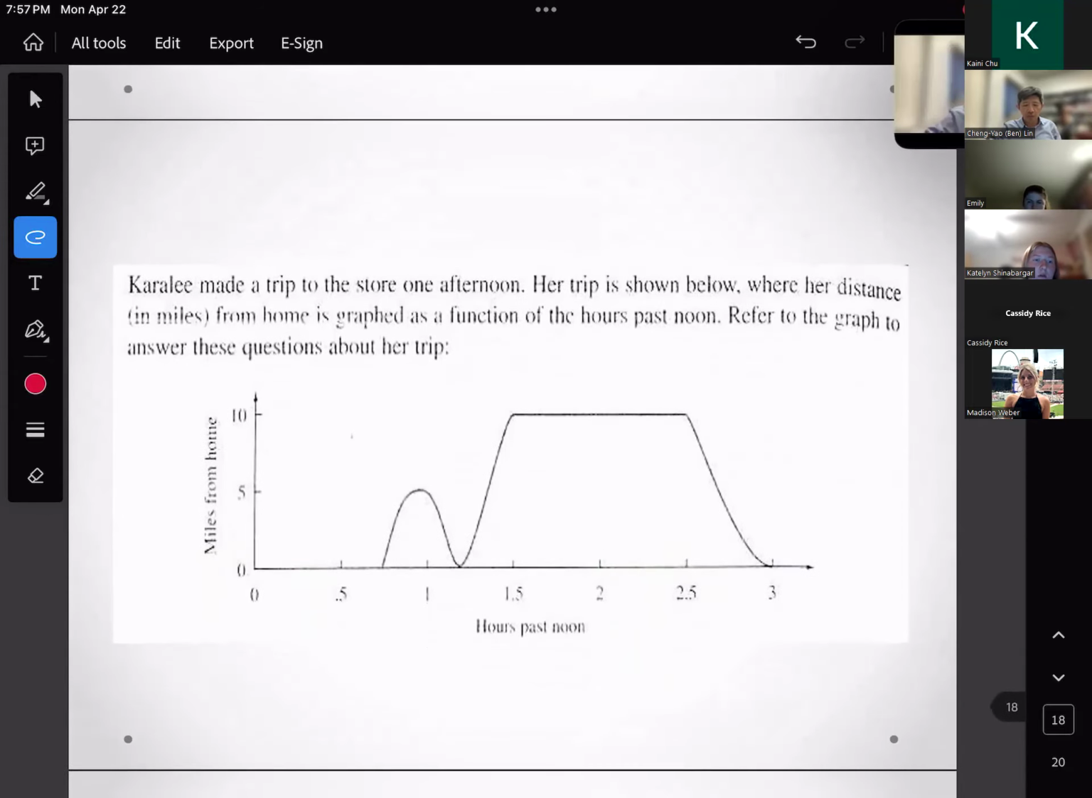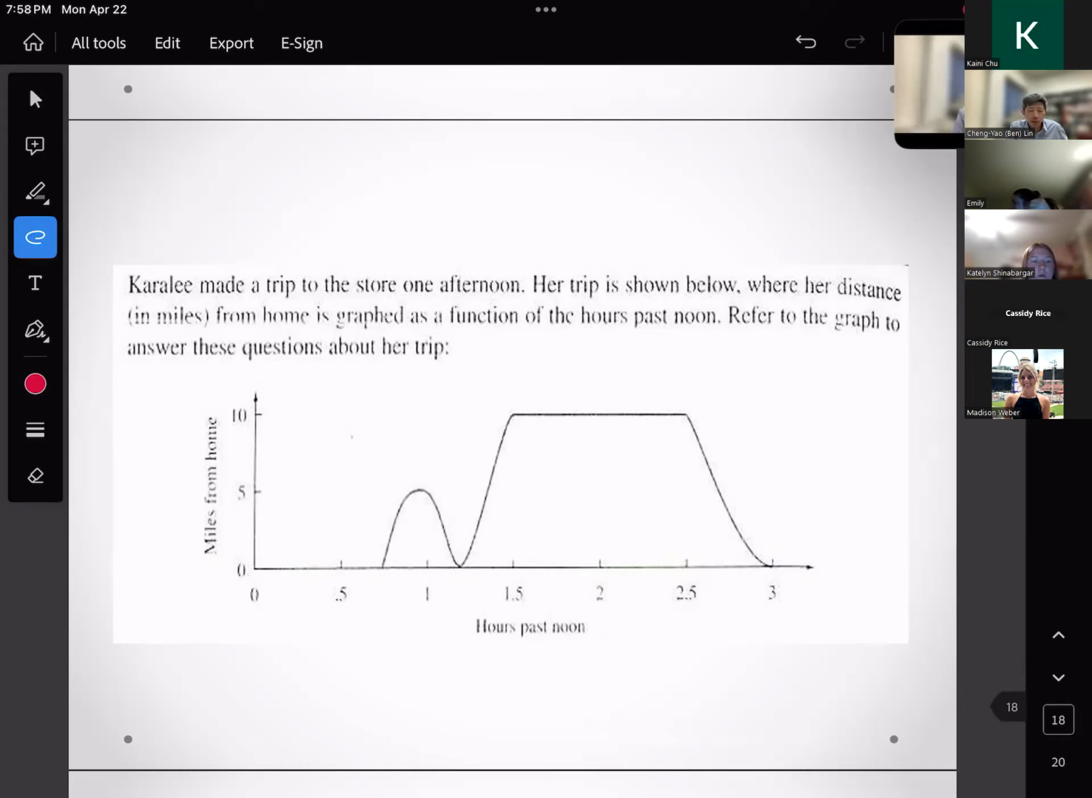Next, application problem. First of all, read this graph: function or not function? This is a function or not a function? A function. Yes, function, because does it pass the vertical line test, yes or no? It passed the vertical line test, right? Yeah. Okay.